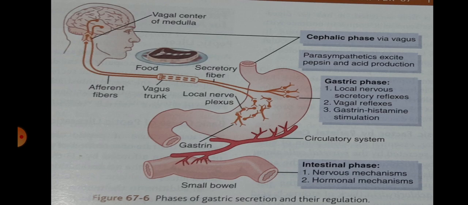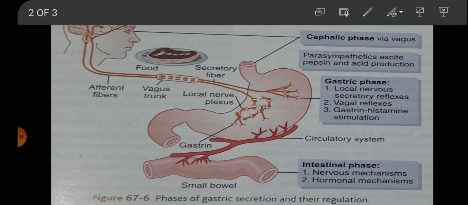The neural signals originate in the cerebral cortex and in the appetite centers of the amygdala and the hypothalamus. Then they are transmitted through the dorsal motor nuclei of the vagus and finally via the vagus nerve to the stomach and stimulate the gastric secretion. Right, now let's discuss the gastric phase.